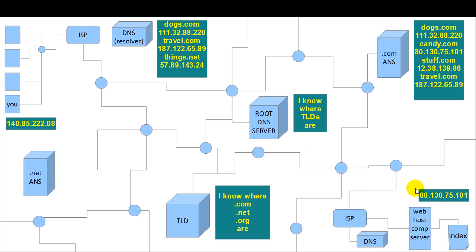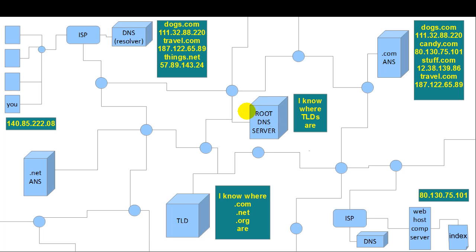Well, here it is. You type in candy.com. It goes off to your ISP. It goes off to the resolver. The resolver checks its tables. It doesn't find candy.com. So it goes, okay, I've got to start the procedure to find candy.com. So what it does is it contacts a root DNS server. Now, there's only something like 13 or 15 of these around the world. It's the starting point when you want to find out addresses.